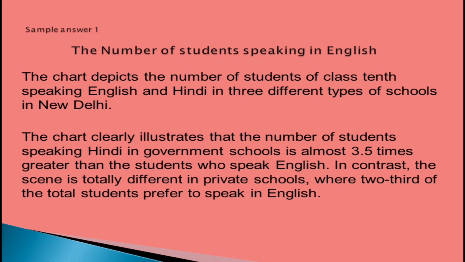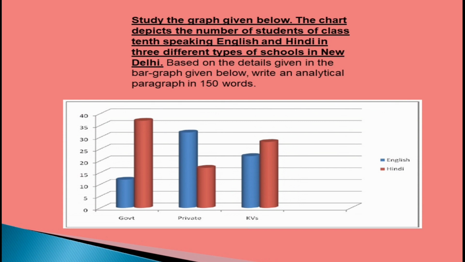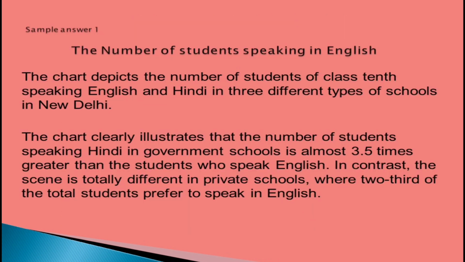The first question was about the number of students speaking English and Hindi. Well, you can see I have written here a suitable title, the number of students speaking English. First of all, you have to write an introduction. As you can see, I have written here 2 lines in a very simple way. The chart depicts the number of students of class 10th speaking English and Hindi in 3 different types of schools in New Delhi. So dear students, by this way you can write the introduction in a very simple way.